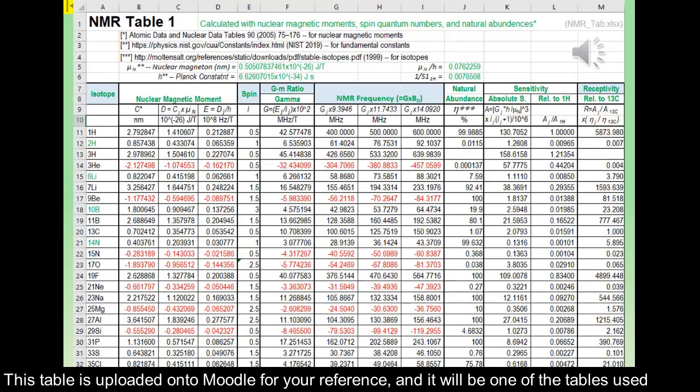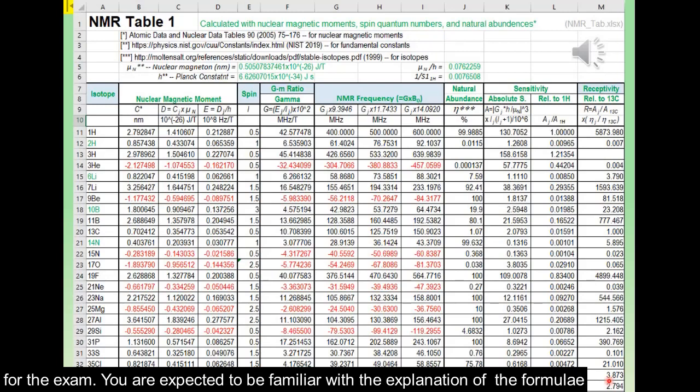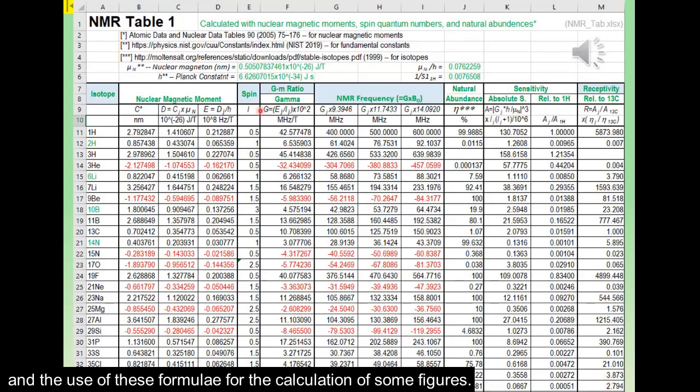This table is uploaded onto Moodle for your reference, and it will be one of the tables used for the exam. You are expected to be familiar with the explanation of the formulae and the use of these formulae for the calculation of some figures.